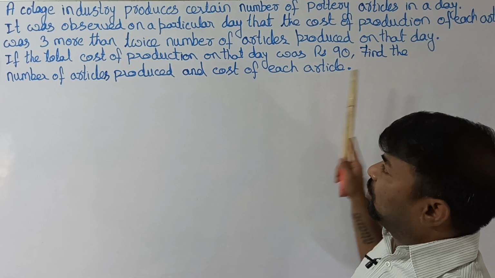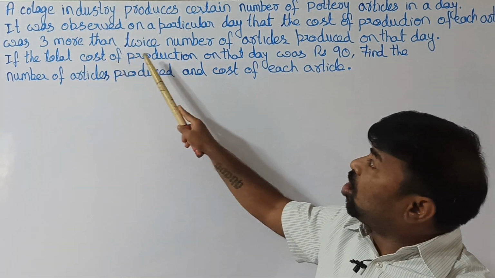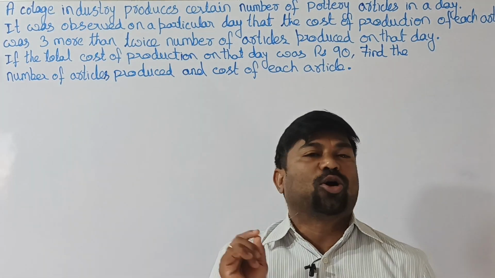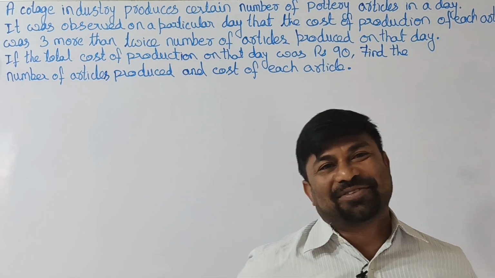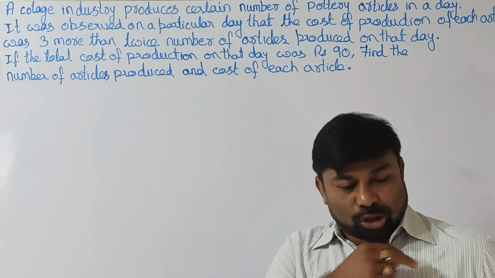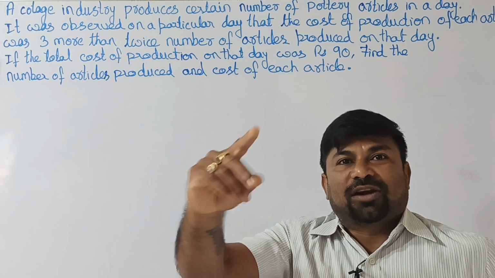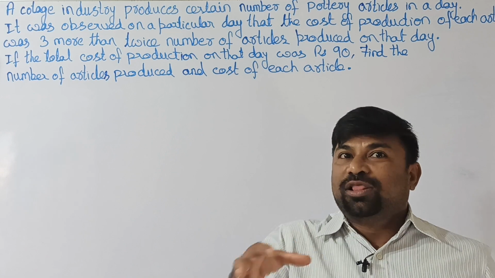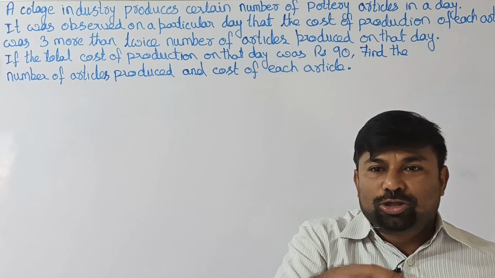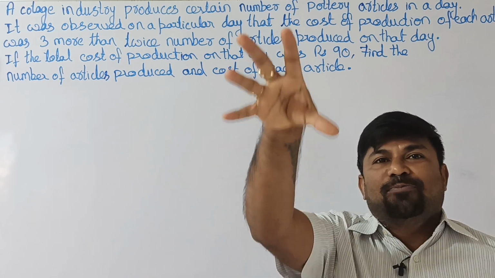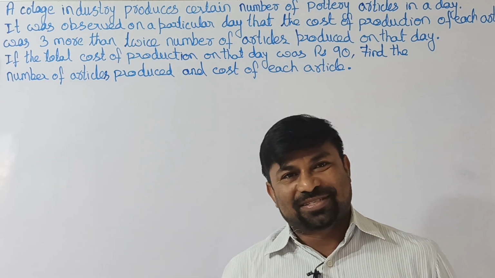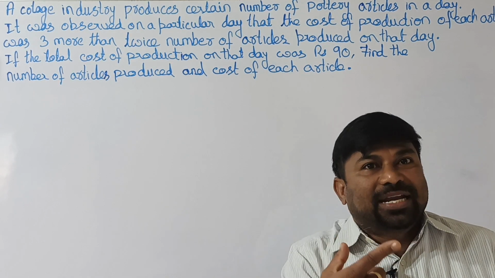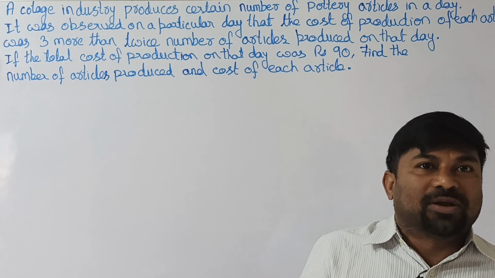If the total cost of production of the day was rupees 90, this is the only number he has given here, 90. So the total money he invested for all the articles produced for the entire day is 90 rupees. How to get the total cost of production for the entire day? We'll have a formula for that.